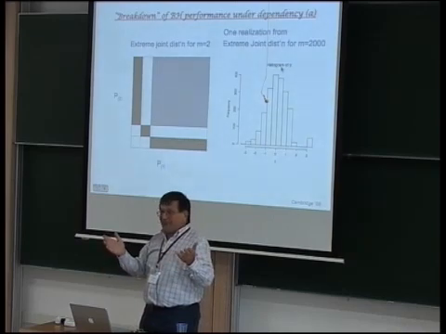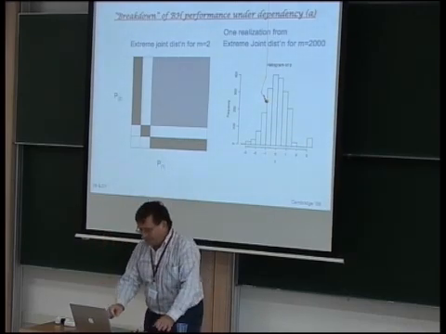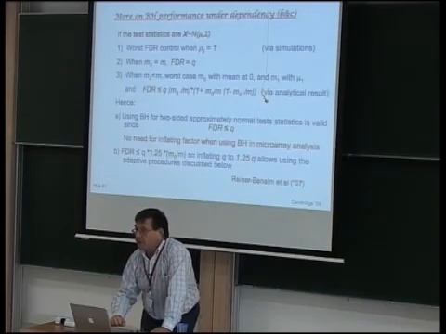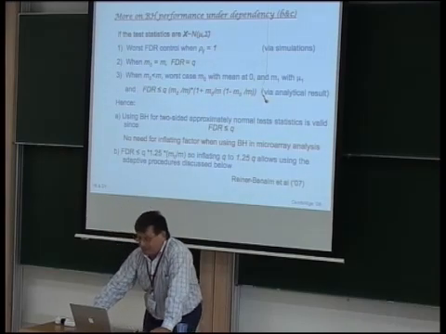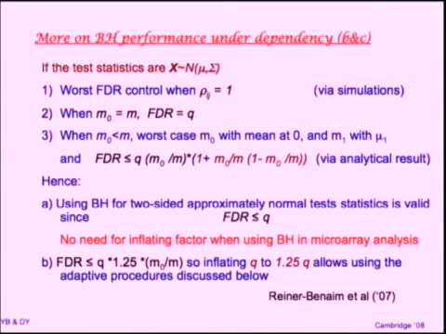Luckily, the boat is not in rough water, and in fact, the FDR controlling procedure works well even when the correlation is 1 between all genes. I mean, it's exact even in that case. In a recent study, Anat Reiner took X normally distributed with mu and sigma. The worst FDR control was when rho ij was 1. That was done via simulation.